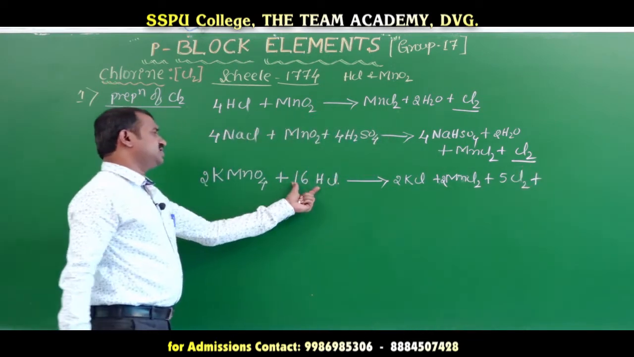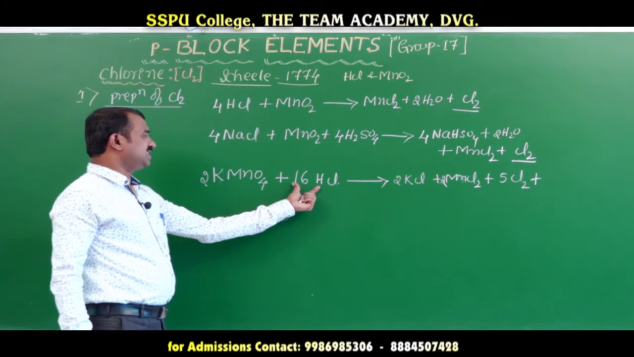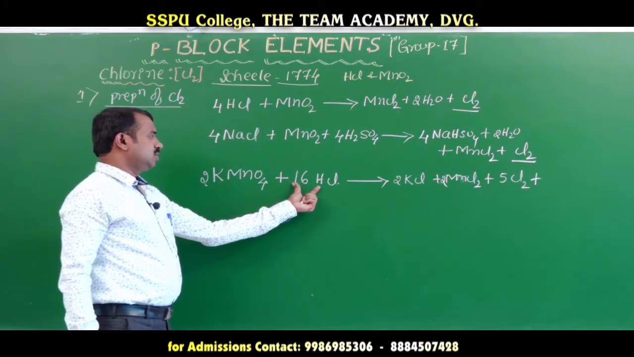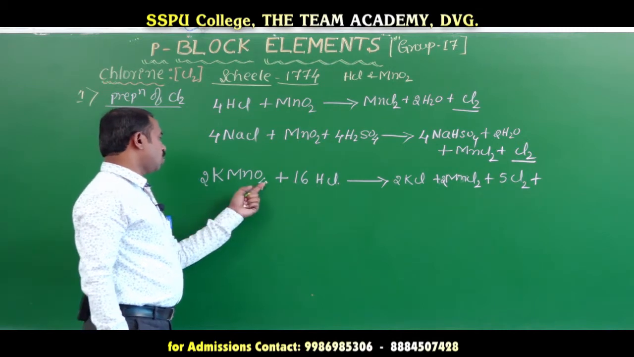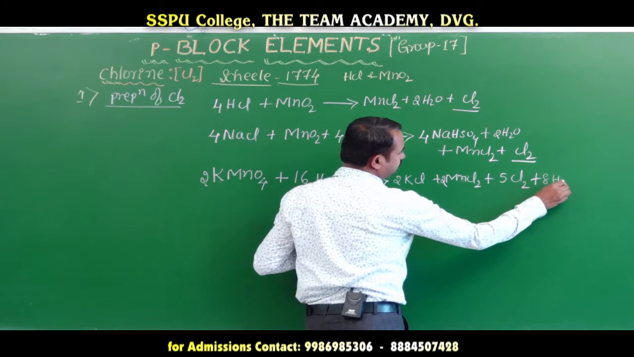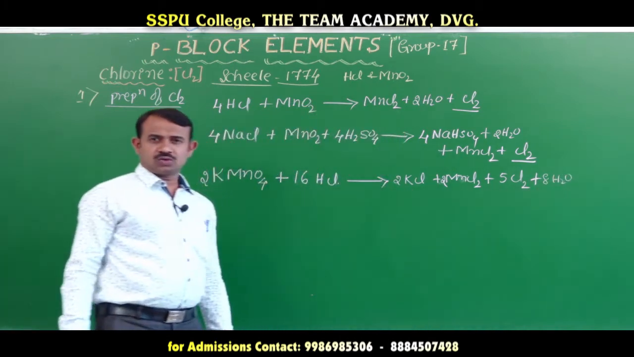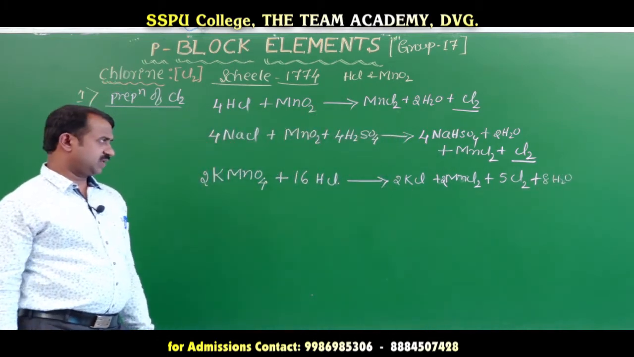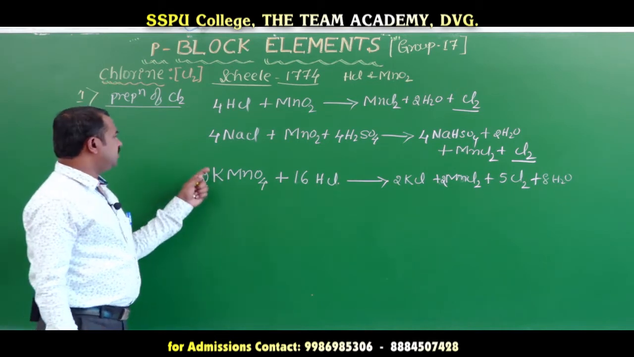How many hydrogen are there? 16 hydrogen means 8 H2O, with 8 oxygen, so 8 molecules of H2O. Okay, this is another preparation. These are all the preparations of chlorine.